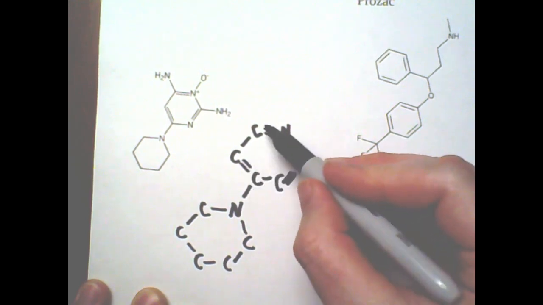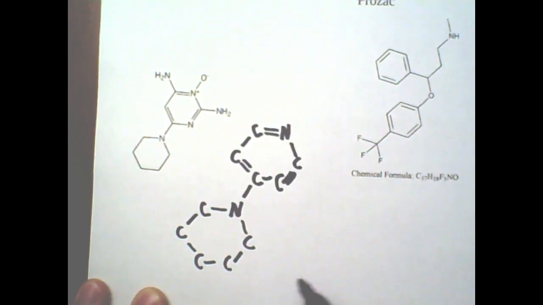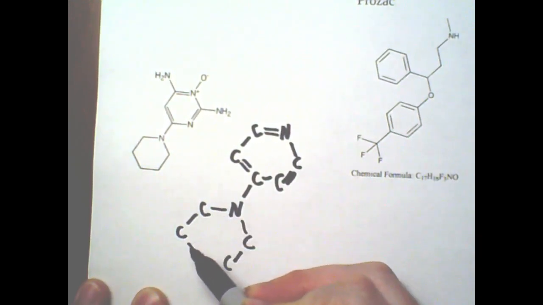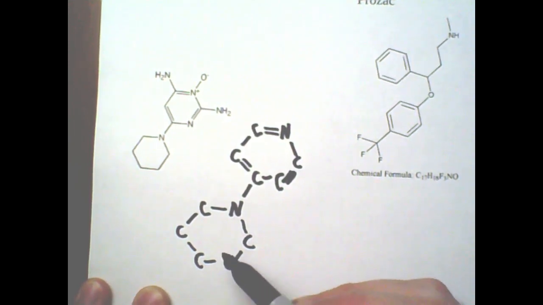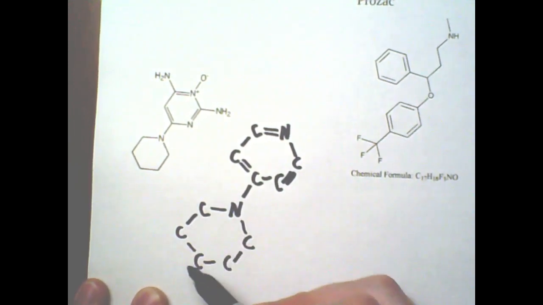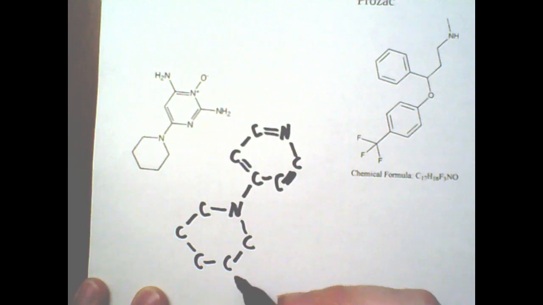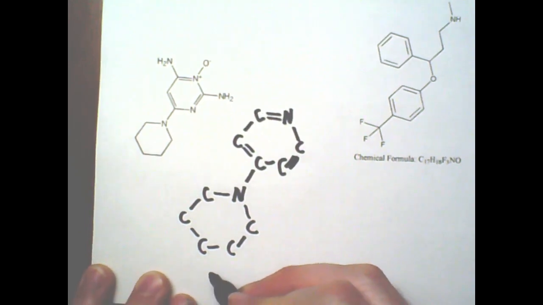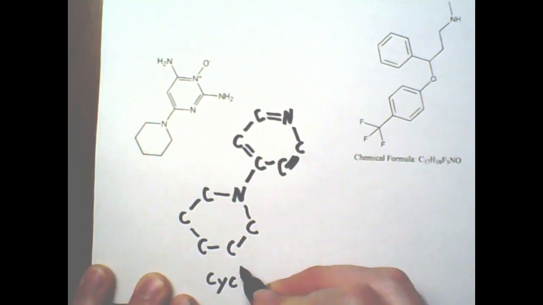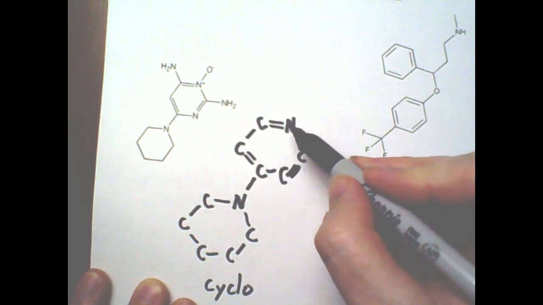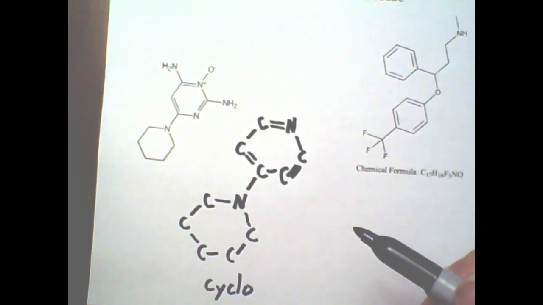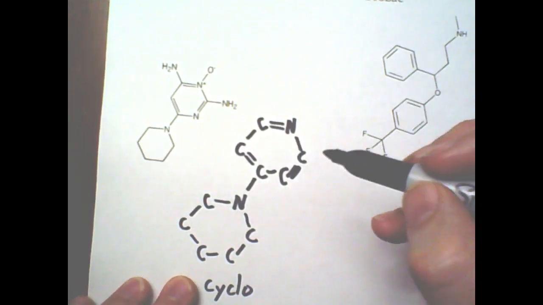So this has alternating double bonds. It's an aromatic ring, whereas this down here is a saturated ring, just an alkyl ring. So it would have a name like cyclo, whereas this would have something like benzene, or there are many other names.